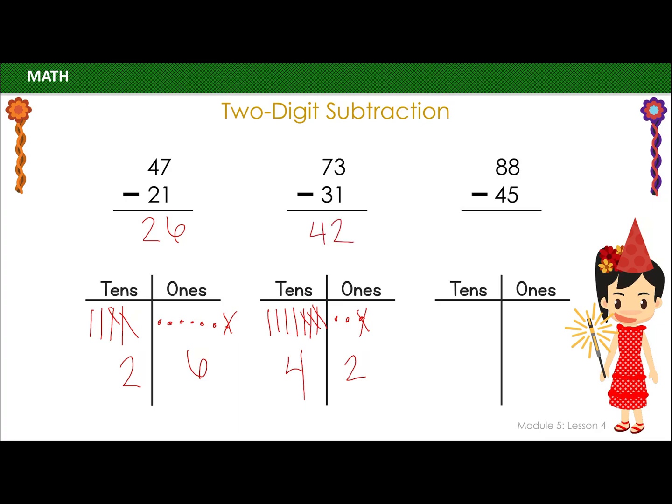And my last one is 88 minus 45. I look in my ones. I know that I don't have to regroup, so I'm going to go ahead and put it in my tens and ones mat. So starting with my ones, I need to take away 5, so I'm going to cross off 5. And I need to take away 4 of my tens. So I am left with 3 ones and 4 tens. So my answer is 43.